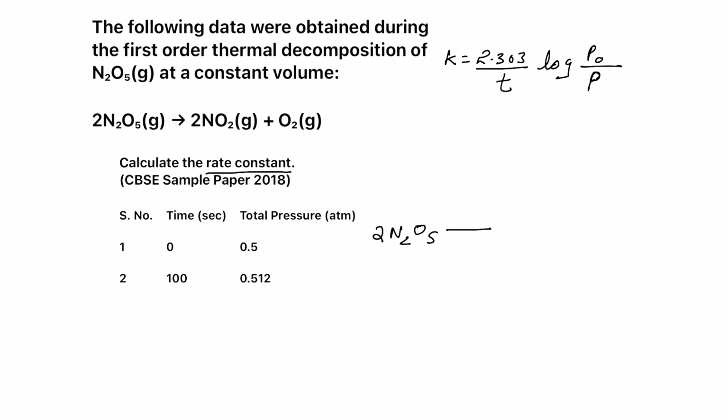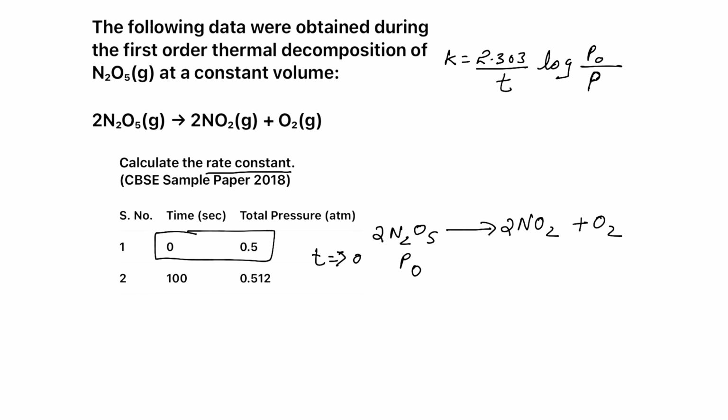2N2O5 gives 2NO2 plus O2. Initially, only N2O5 will be there, right? Only reactant will be there at the start of the reaction. So in the initial situation, when time t is equal to 0, only N2O5 is there. So we can call it P0. P0 value is given in the question, right? What is P0? Initial pressure, the pressure when the reaction starts. What is that? 0.5.